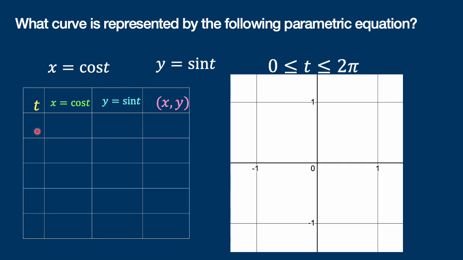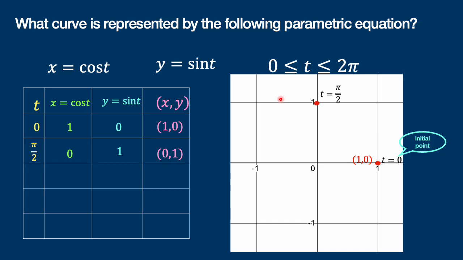Let's plot it. At t equals 0, cosine is 1, sine equals 0. Your position is (1, 0). Here, (1, 0). That's the initial point, right? At t equals pi over 2, cosine of pi over 2 is 0, sine of pi over 2 is 1, so (0, 1). You're going to plot it, (0, 1). At t equals pi, cosine of pi is negative 1.